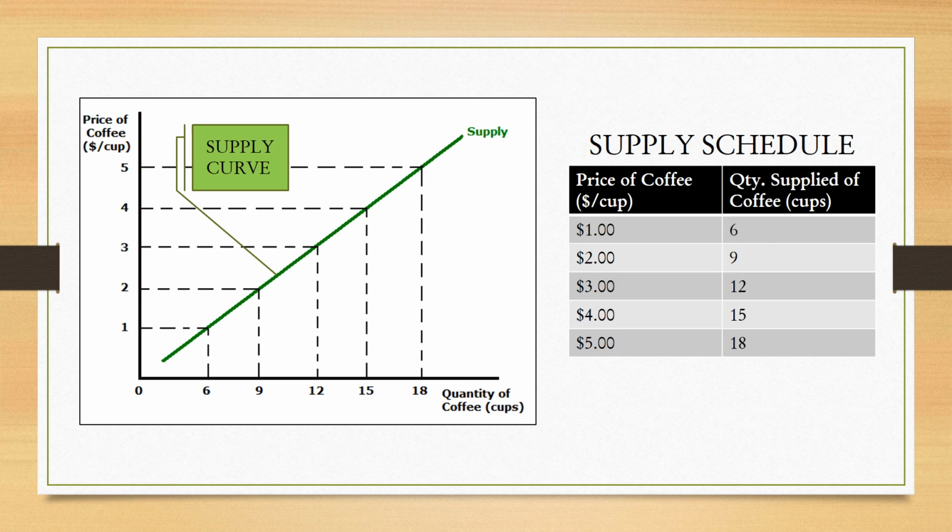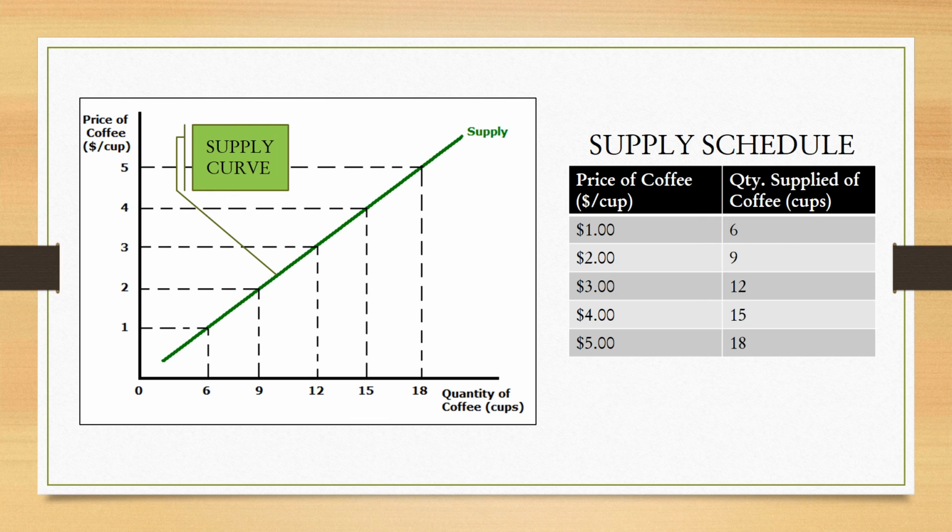Okay, so looking at the supply curve, there is a direct relationship between the price of coffee and the quantity supplied of coffee. So it is sloping upward. Now, if you look at your $5 cup of coffee, there's 18 as the quantity on that. Okay, $4 cup of coffee, 15 is the quantity. So you see, all those points come together based on that supply schedule to form that supply curve.